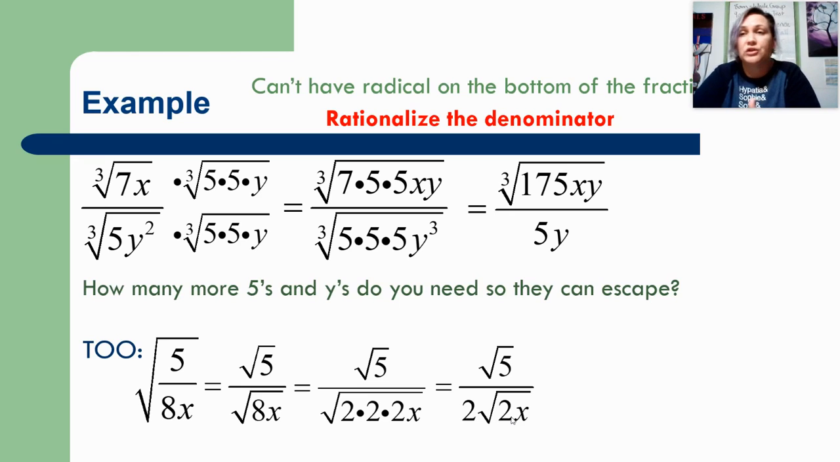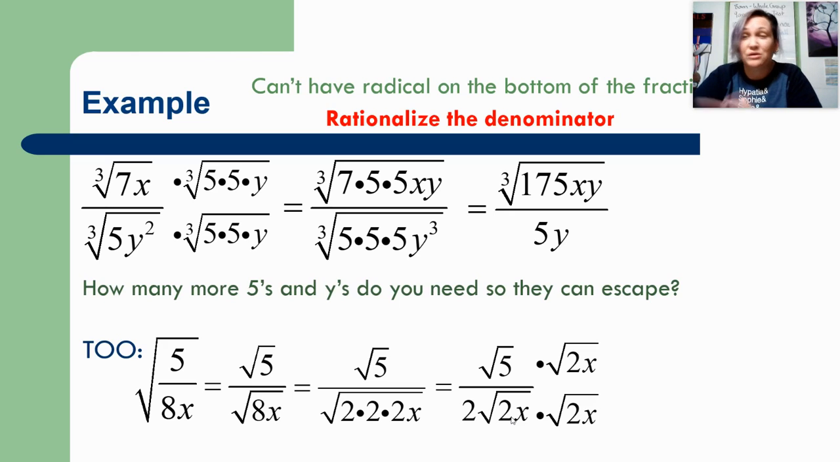So this is where we start rationalizing our denominator. Since this is a square root problem, I only need two of a kind for it to get out. And I've already got one of each. So as long as I put one more of each into the problem, I should be able to get rid of that radical on the bottom.